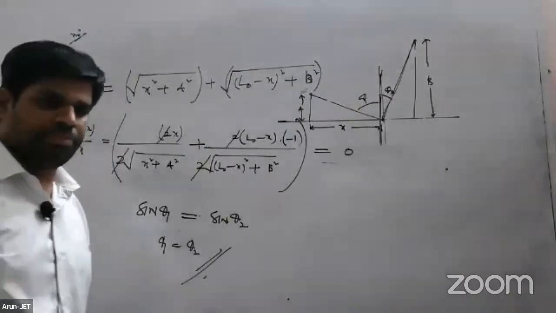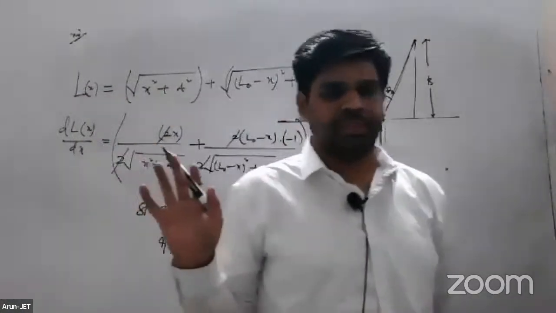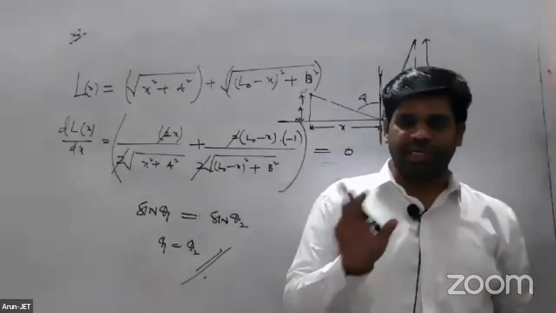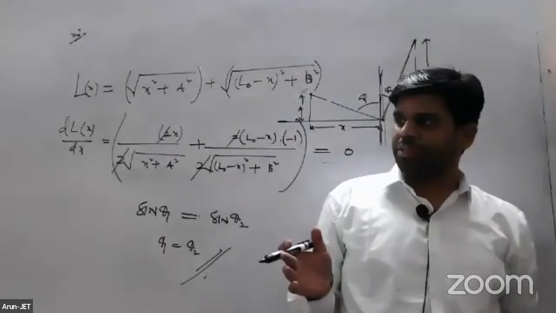At 8 o'clock, you'll receive a DPP purely based on this method. You'll have 10 problems and 3 examples. Examples are in detail. Read those examples, then go through the problems.